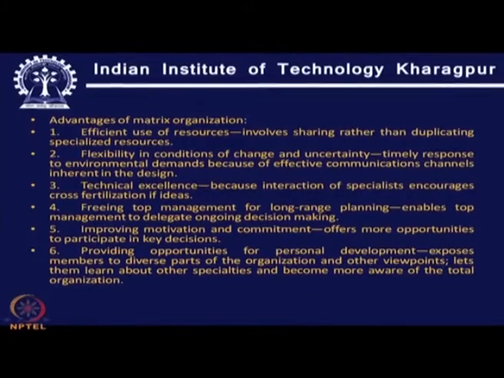Like the product department and functional departments, if this is a matrix, then both departments can communicate with each other. Technical excellence is because interaction of specialists encourages cross-fertilization of ideas. If one is from the functional area and the other is from the product area, the sharing of information helps in cross-fertilization of ideas. Then freeing top management for long range planning, so it helps the top people to delegate their responsibilities of ongoing decision making.